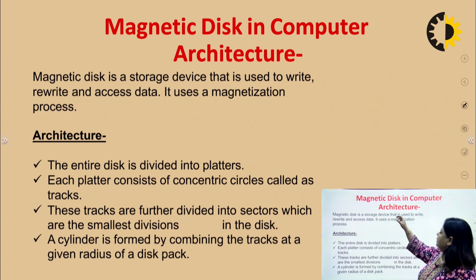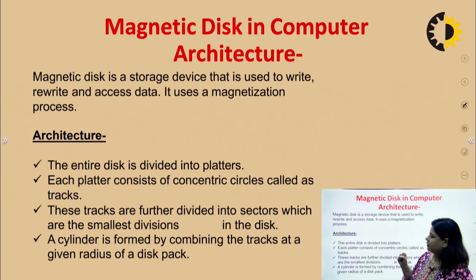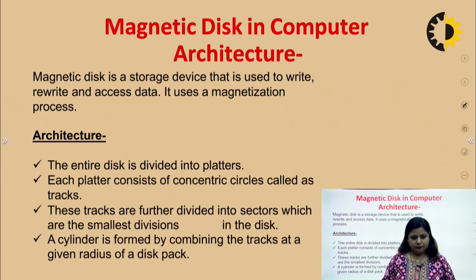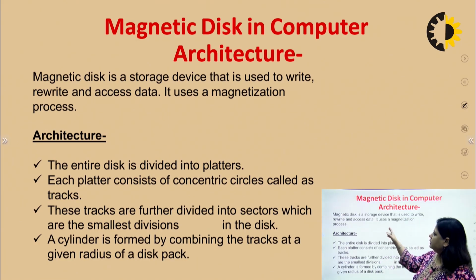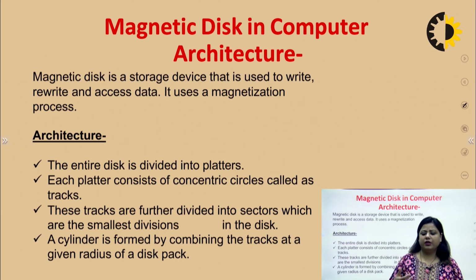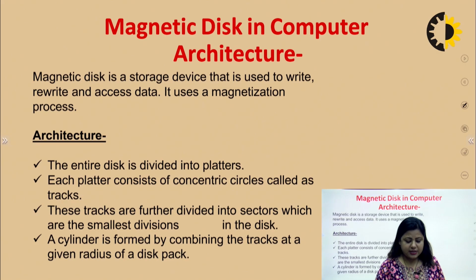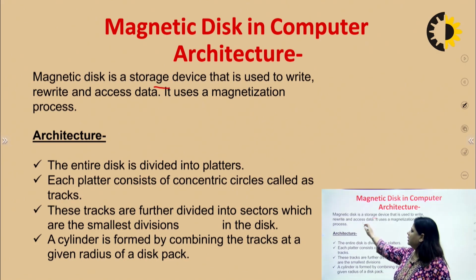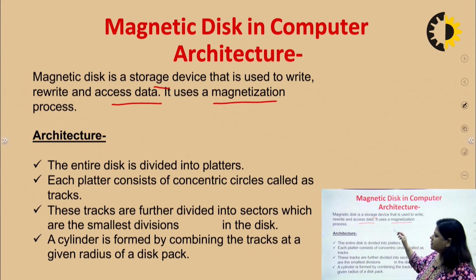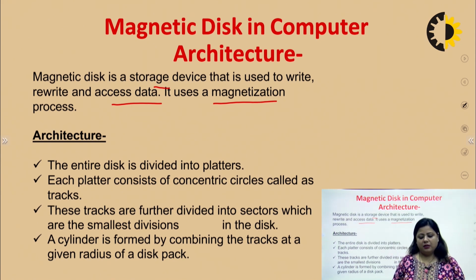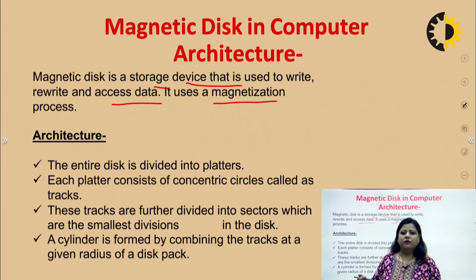Now, in computer architecture, when we talk about different disks, first of all we can look at magnetic disks. A magnetic disk is a storage device. We know very well what magnetic storage is. Magnetic disks are storage devices used to write, rewrite, and access data. They use the magnetization process, with the help of which we can use our storage devices and rewrite or access any file we require.